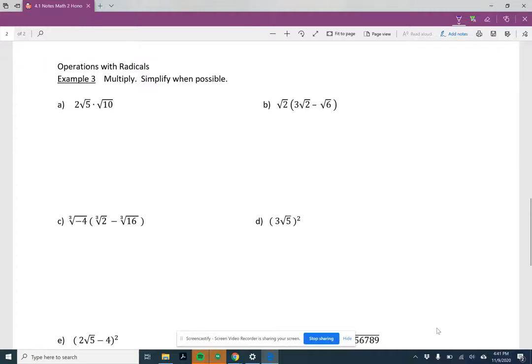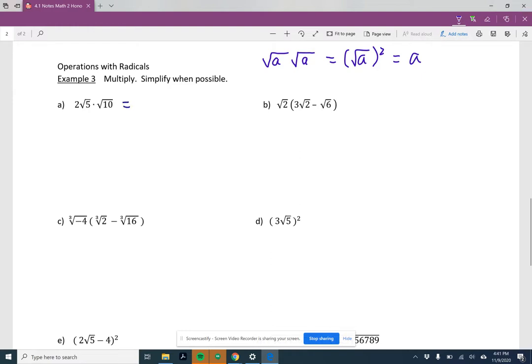All right, this last page, we're going to talk about operations with radicals. And in this example 3, we're going to do multiplication with radicals. We're going to simplify where possible. One of the things that's going to make this work is remembering that the square root of x times the square root of x, or square root of a times the square root of a, you can do whichever you want. If you want to do an a under there, you can. Square root of a times the square root of a is a, because the square root and the square root undo each other. All right, so that's what's going to make a lot of this stuff work.